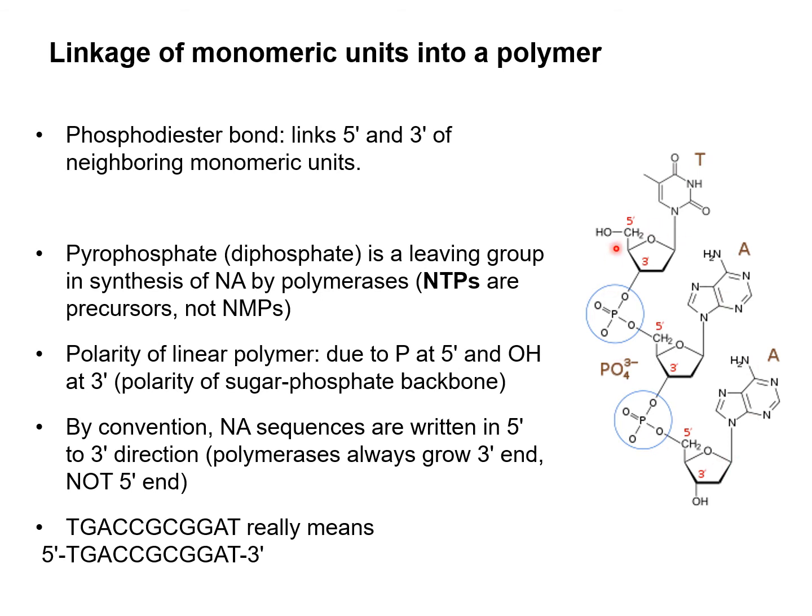And the linear polymer of the nucleic acid has a polarity due to this 5' phosphate and the hydroxyl group at 3'. And this polarity is given to the sugar phosphate backbone here. And by convention, nucleic acid sequences are written starting from the 5' to the 3' direction. And also polymerases always grow from 5' to 3', not the other direction. And when you see a DNA sequence like this, it really means that it has the 5' end and the 3' end.